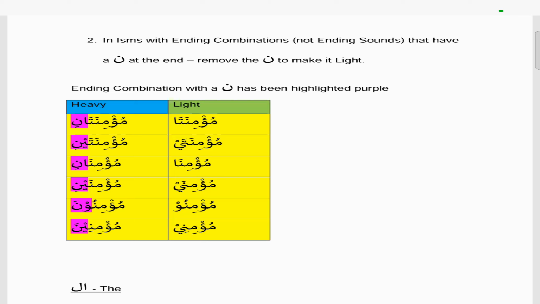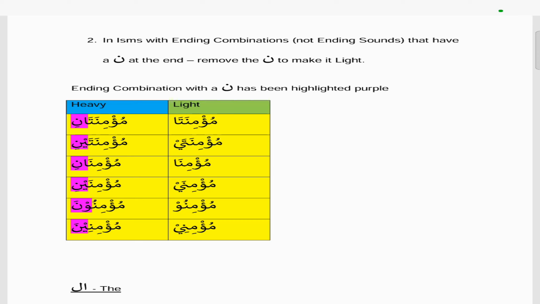On the left side of this table, the heavy versions, you can see that in each case there's a noon at the end. But that noon is part of the ending combination. It's not part of the word. If it was part of the word, then it wouldn't be an ending combination, and therefore we wouldn't remove it. We'd only remove the noon to make it light in ending combinations.